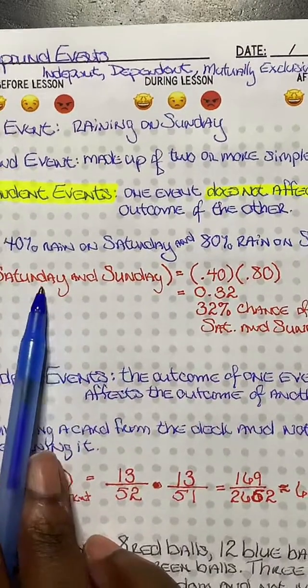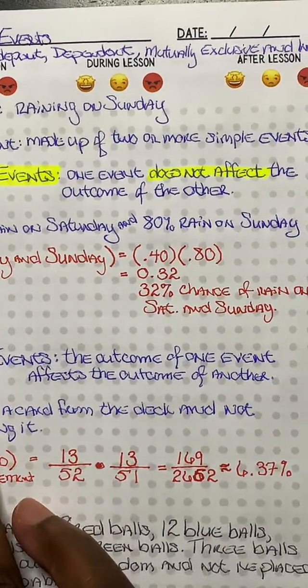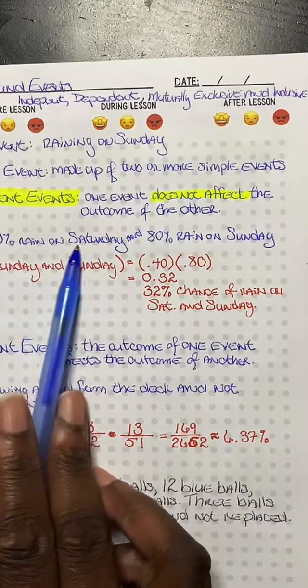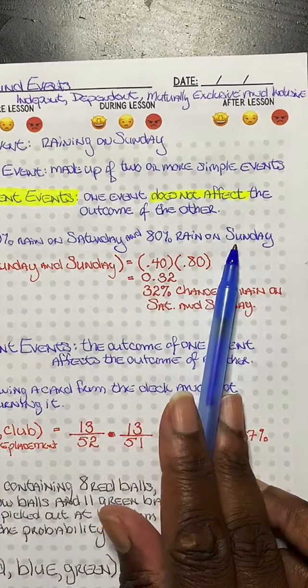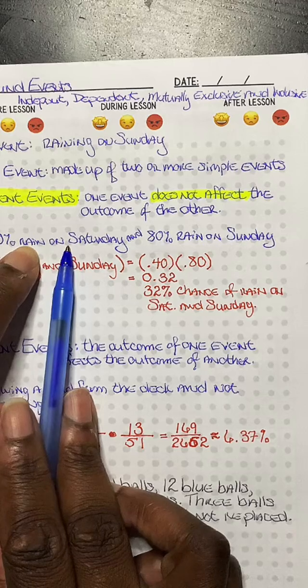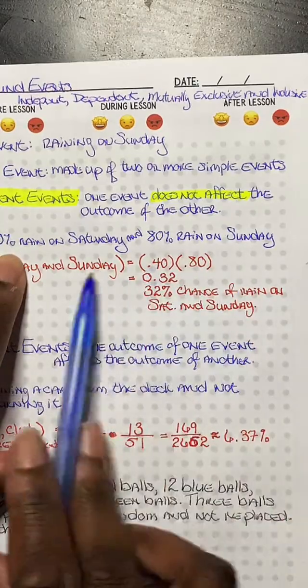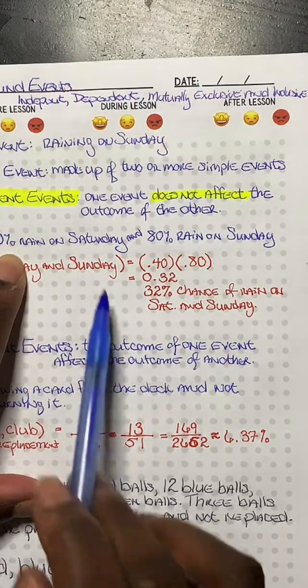So one of them I like to use as an example is weather. All right. So say they said there's a 40% chance of rain on Saturday and there's an 80% chance of rain on Sunday. So what happens on Saturday doesn't necessarily affect what's going to happen on Sunday. Okay? It could be just like what happened today. It was supposed to be a rainy day and it ended up the sun coming out, right? No one knows what's going on. All hell's going crazy. All right?